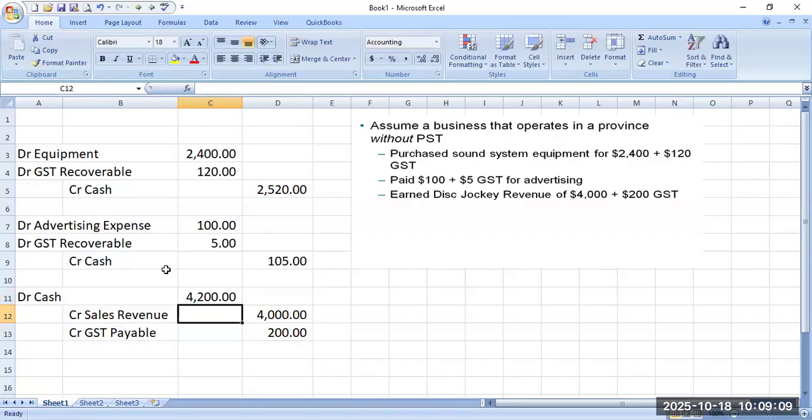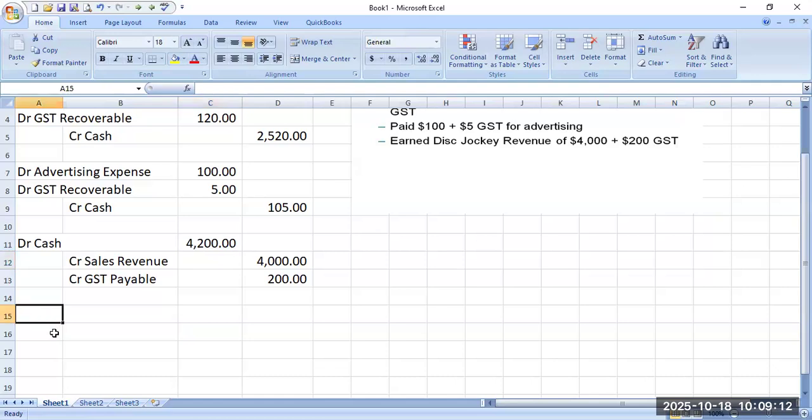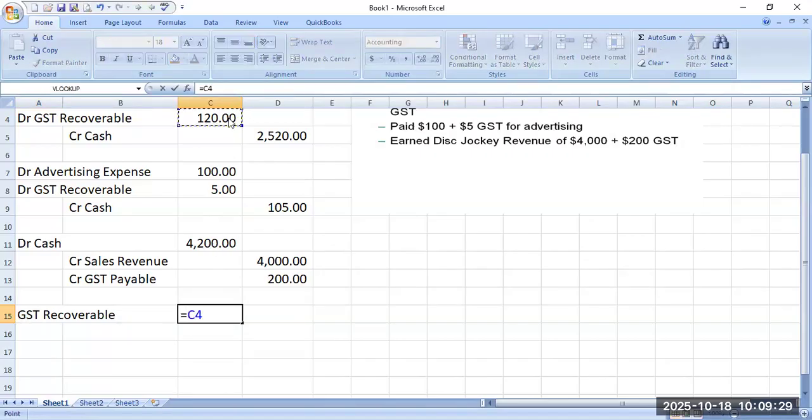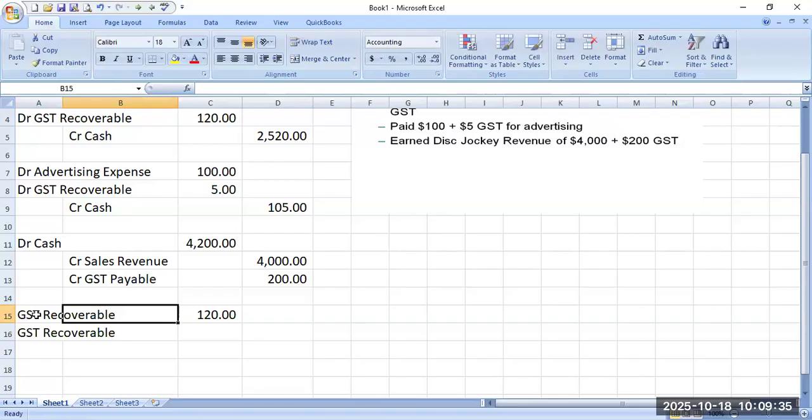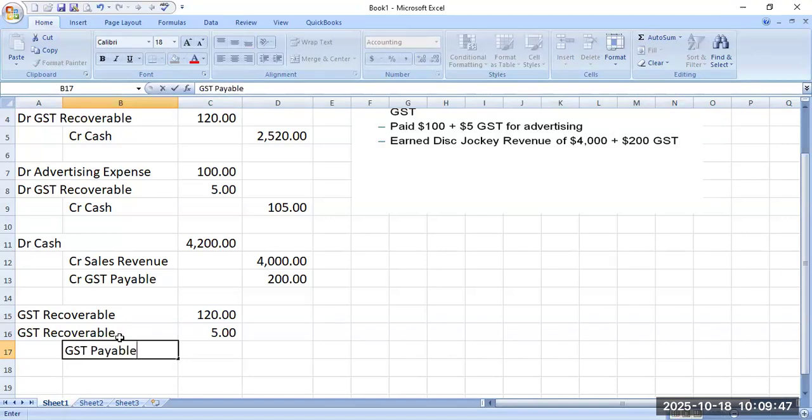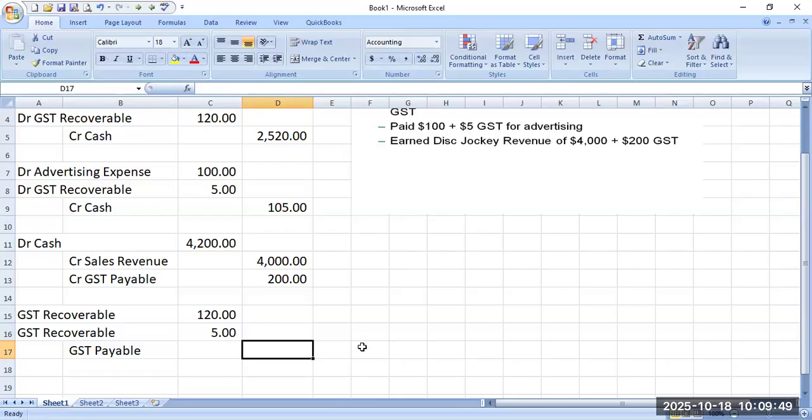Now the end of the month comes. Now what we can see, we have GST recoverable 2 times, right? We have 120, and then we have another $5. Then we have GST payable, and that GST payable is 200, right?